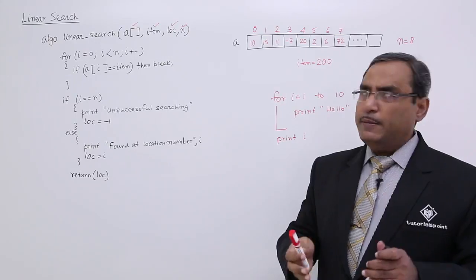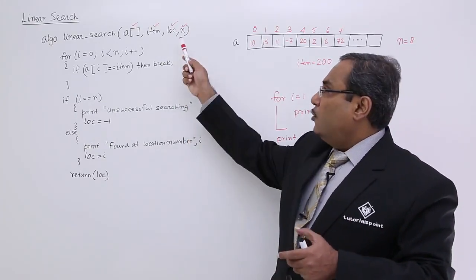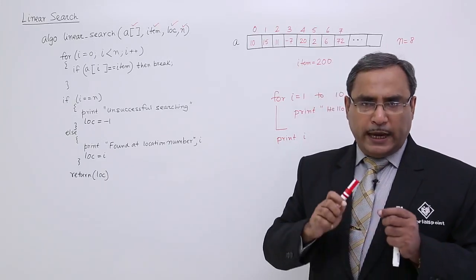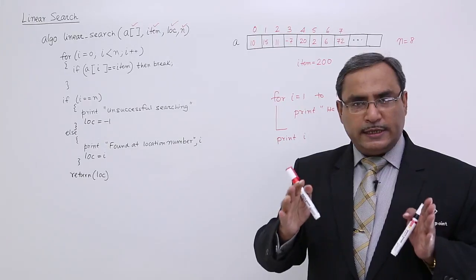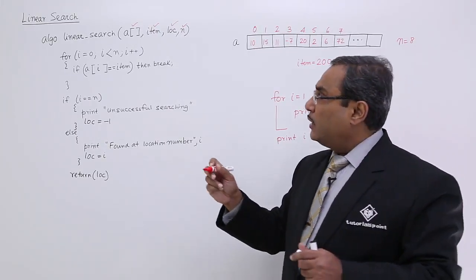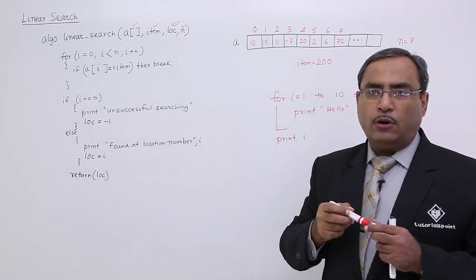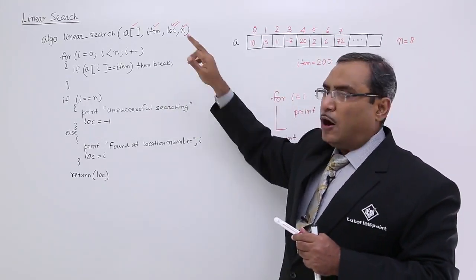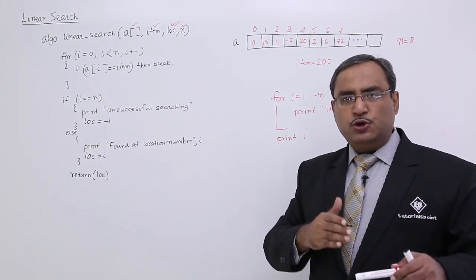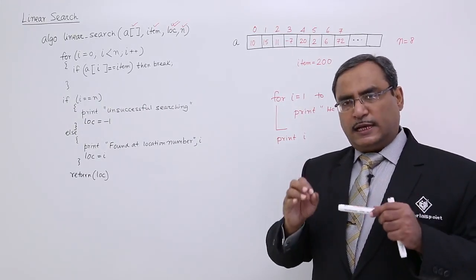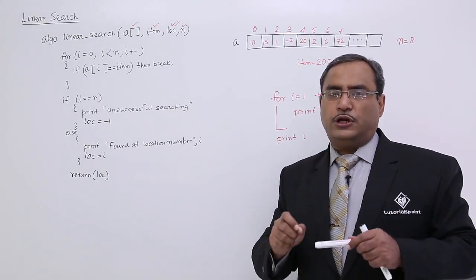A means the name of the array, item means the value which has to be searched, lock means the location at which I get this particular item, and n is the number of data items residing in the array. Now this lock is my output argument, so I am putting a double tick there only to indicate that lock is my output argument. If the lock value is any one of the values between 0 to n minus 1, that means successful searching has been done and the data item has been found at the location lock.